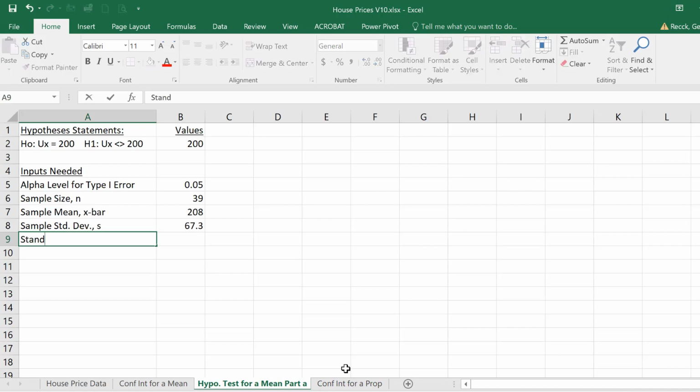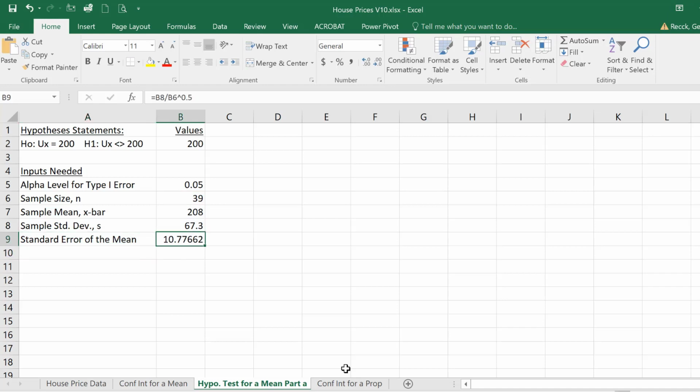Now, I'm going to calculate out the standard error of the mean. If you recall, this was simply sample standard deviation, which is 67.3, divided by the square root of the sample size. And so that's about 10.78. I don't need quite so many decimals. I'll leave it at 10.77. I kind of like the way that looks. Okay, and there's the formula for your reference in column C.